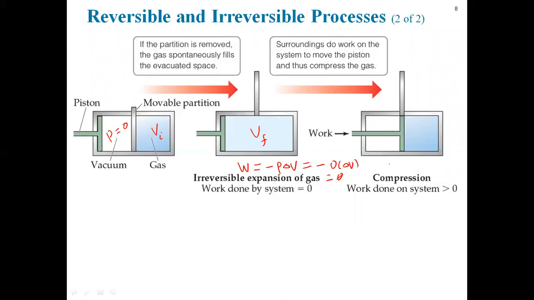And think about the reverse process, which means the opposite process. You want to compress this much gas in this cylinder by pushing the piston, then you can go back to that V initial. In this opposite process, the work done on the system is larger than 0. So this process, as it happens in reality, is irreversible.